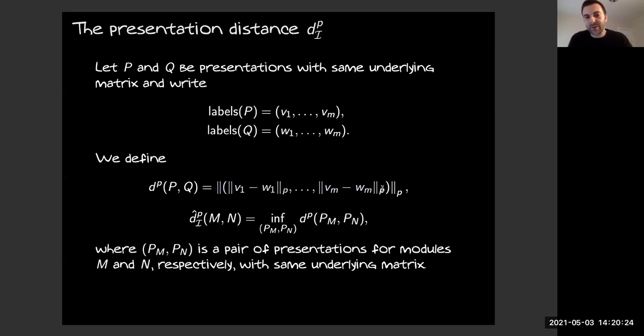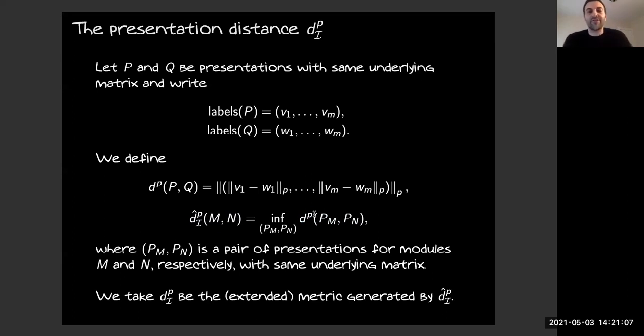And then I just take the p-norm of those big vectors. This is just another way to write that down here. So, stick everything into vectors, take the p-norm, and then to get some kind of distance between my modules, I take the infimum over all presentations. To get a distance between modules M and N, I take the infimum over all presentations for M and N with the same underlying matrix, possibly different labels, but the same underlying matrix, and then take this distance between those presentations.